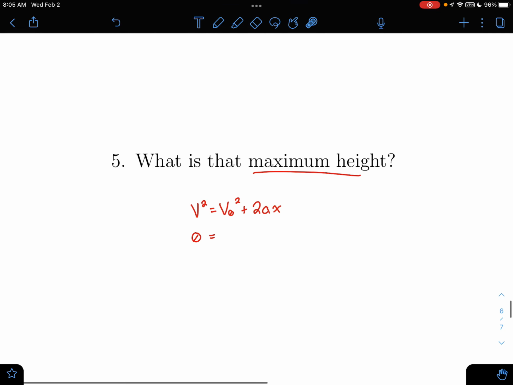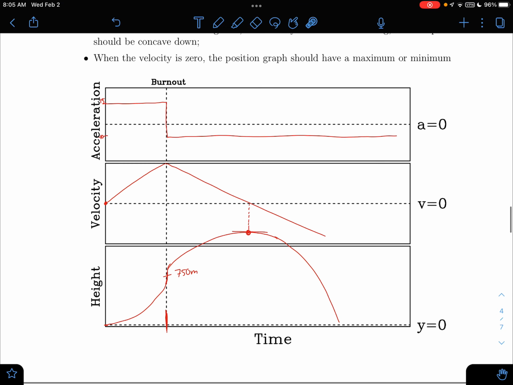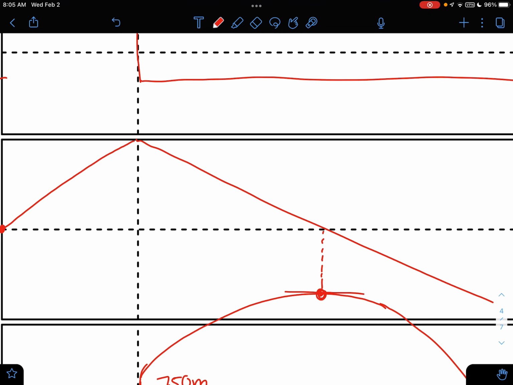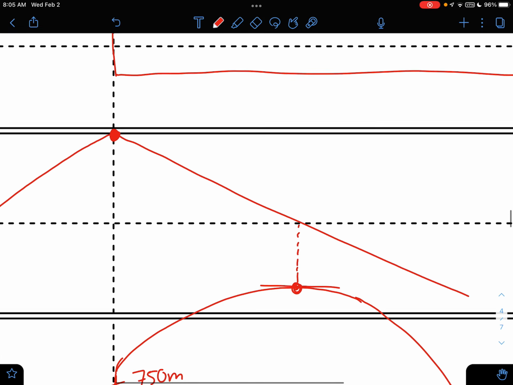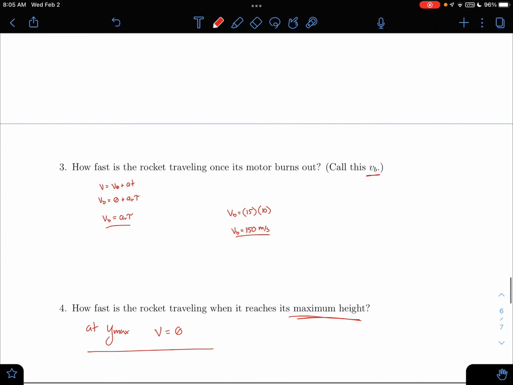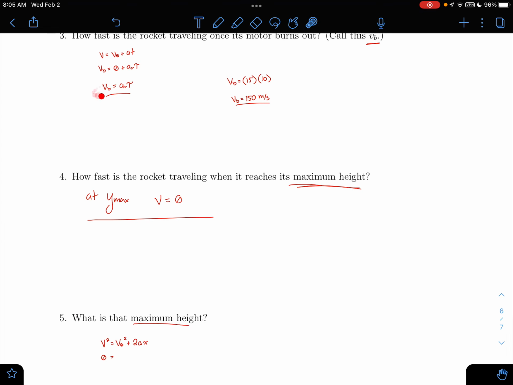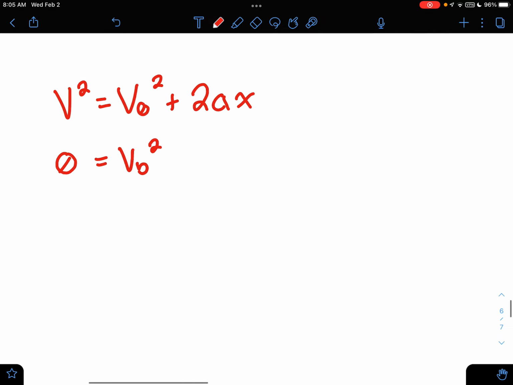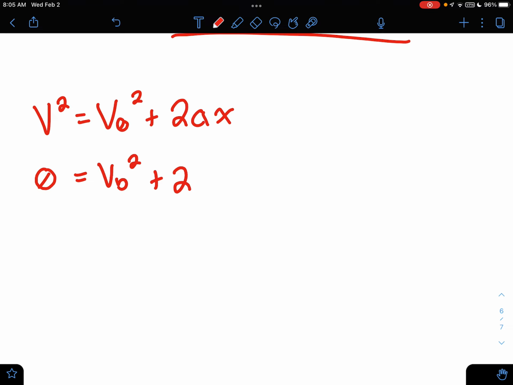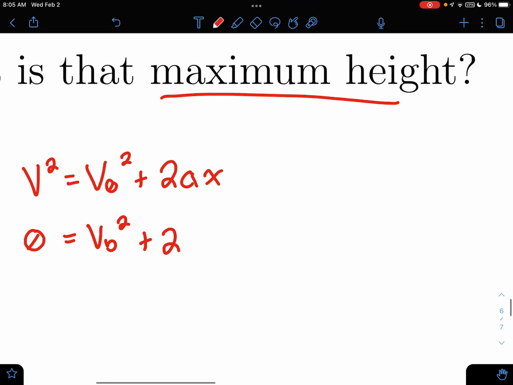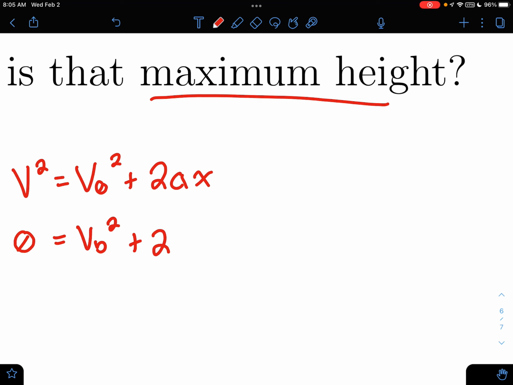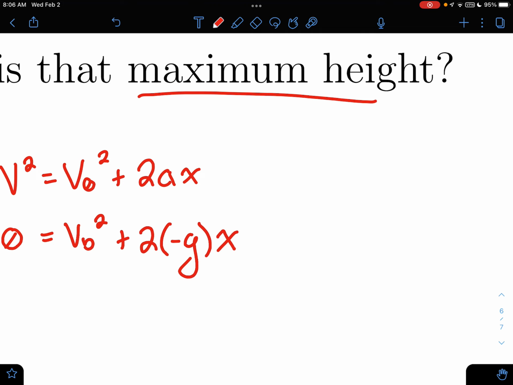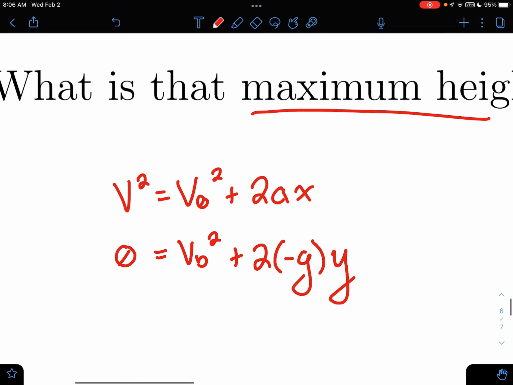For this new chunk, our initial velocity, we're not starting from launch anymore. Now we're considering our initial velocity to be up here, our velocity at burnout. So we can pull that from up here. We get our VB, which we already calculated, so you can plug that in after. Plus 2, and now we have our acceleration down, which is going to be negative g, times x, or x, sorry. We're using y for this.